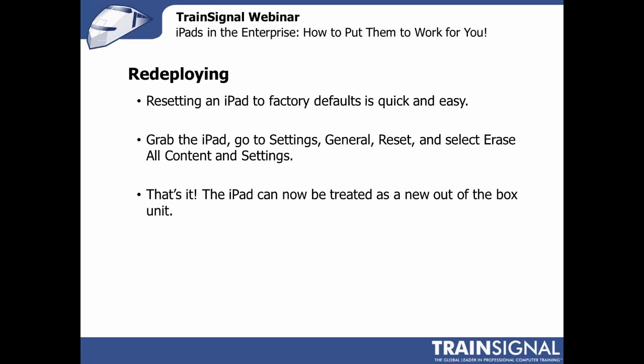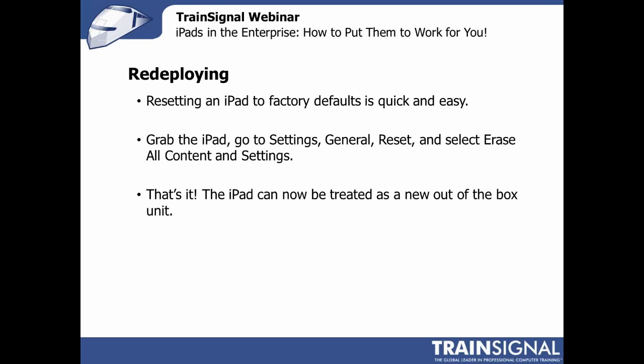Well, the great news is that it's very easy to do that. You basically grab the device, you tap Settings, go to General, hit Reset, and select Erase All Content and Settings. Confirm it, and you're done. The device will go through a couple hoops and return itself to exactly the state it was in when you bought it, except that it will retain any iOS software updates you put in.